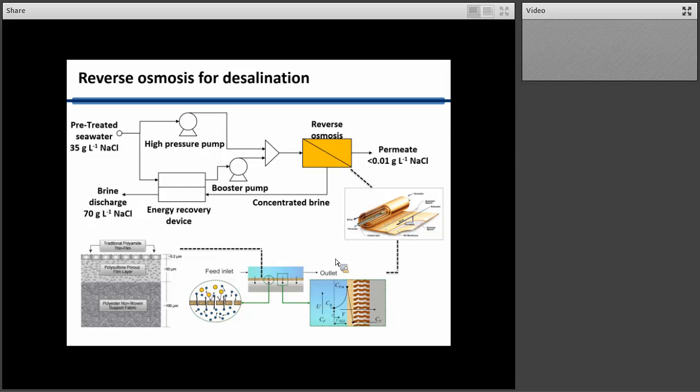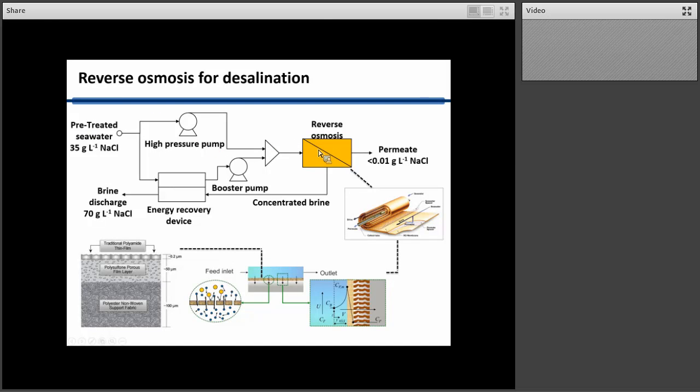This would be a classic layout for a reverse osmosis plant here. If you have seawater, you'll typically pre-treat that to remove algae, bacteria, slime, and everything else, and you'll have a dissolved solution of salt, typically 35 grams per liter of sodium chloride. You'll put that through a high-pressure pump and pump it against the reverse osmosis membrane module.